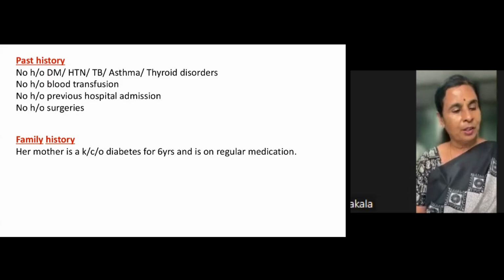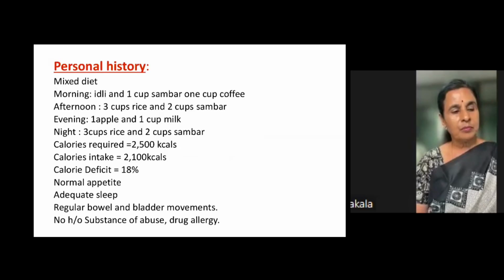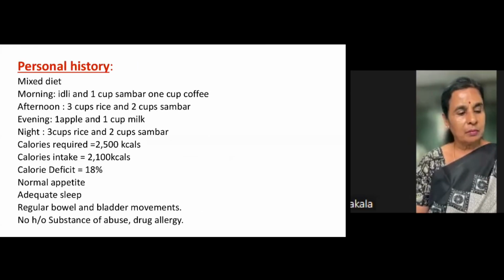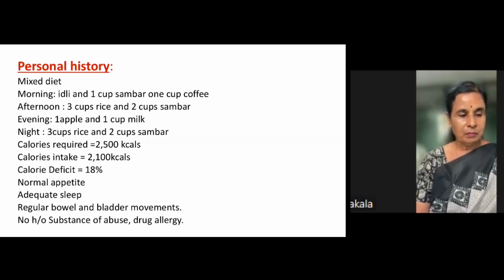Okay. Continue. So personal history, she is on mixed diet. She takes two idlis and 1 cup sambar, 1 cup coffee for the morning breakfast, and 3 cups of rice and 2 cups sambar in the afternoon, and 1 apple and 1 cup milk in the evening. And at night she takes 3 cups of rice and 2 cups of sambar. The calories required are 2,500 kilocalories, and the calorie intake is 2,100 kilocalories. So there's a calorie deficit of 18%. Normal appetite and adequate sleep, regular bowel and bladder movements, no history of substance abuse or drug allergy.